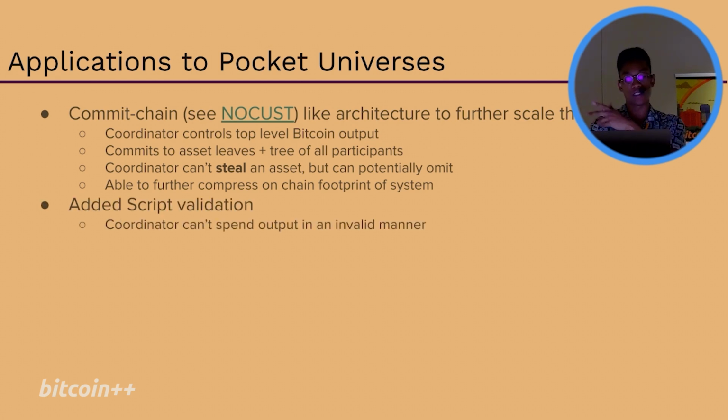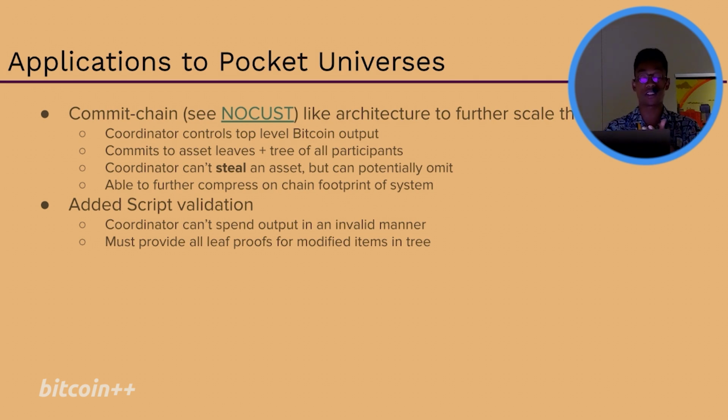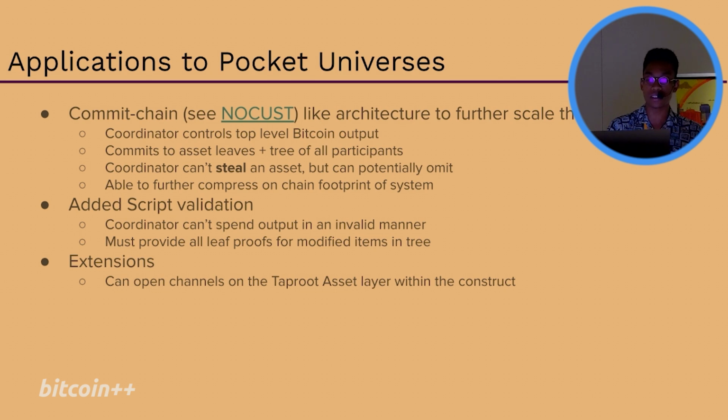very cool. As I mentioned, now that we have script validation, the operator can't just spin it up in an invalid manner, and it also can't necessarily move out from the tree itself. I think there's a number of really cool extensions. For example, you can actually open channels, which people saw in my tweet a little bit earlier. We did the first Taproot Assets channel on mainnet. You can open a channel within the construct with just the Taproot Assets layer itself.